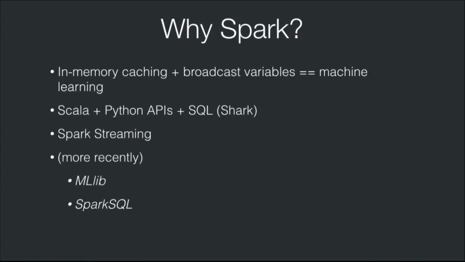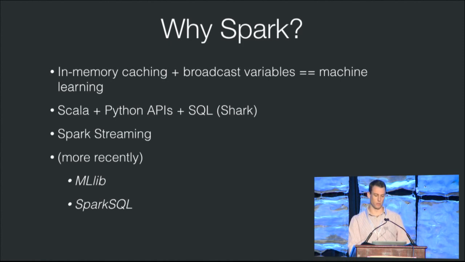So why did we choose Spark? Well, with its in-memory caching and broadcast variables, Spark was the obvious choice for machine learning when we started to build Graphflow. In addition, the fact that it has APIs in Scala, Python, and SQL was a big win for us. And in particular, the Python API is important for our team, as not everyone knows Scala, and new hires are actually very likely to know SQL and Python, but not necessarily Scala.